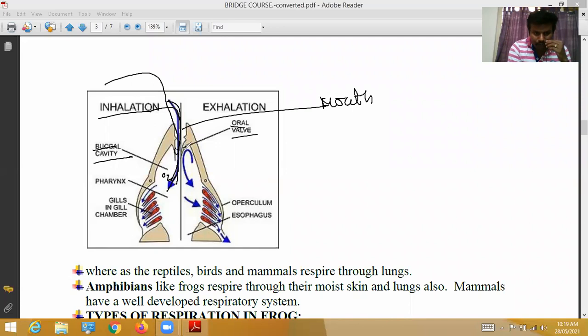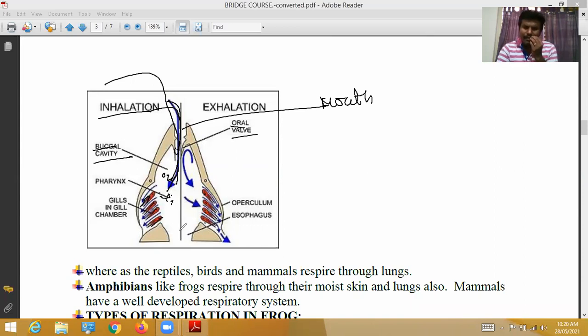Oral valves. Here valves are present. Through those valves, oxygen is entered. So here, pharynx, through this region, these are called gills. See, gills, these are all first, second, third, fourth. So four pairs of gills are present, generally in fish.